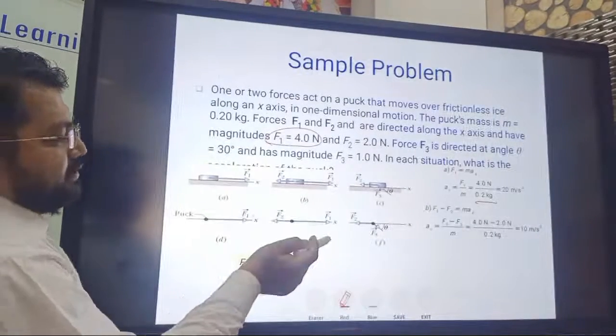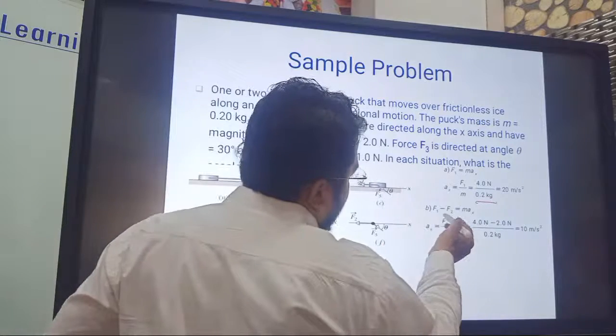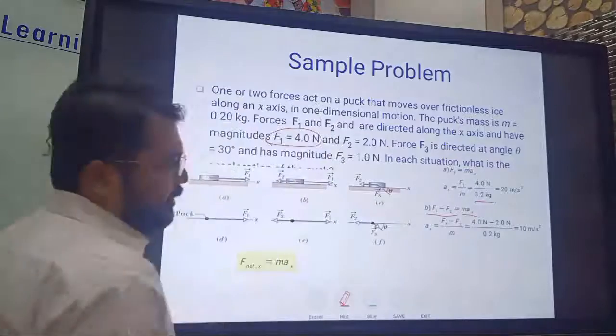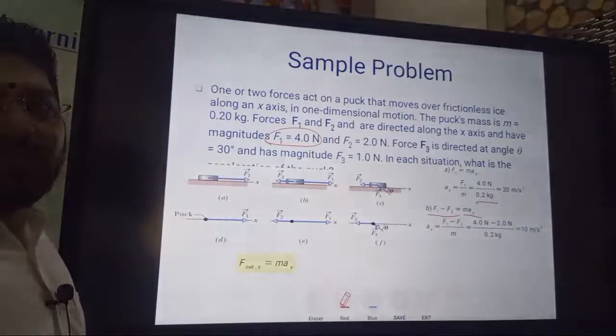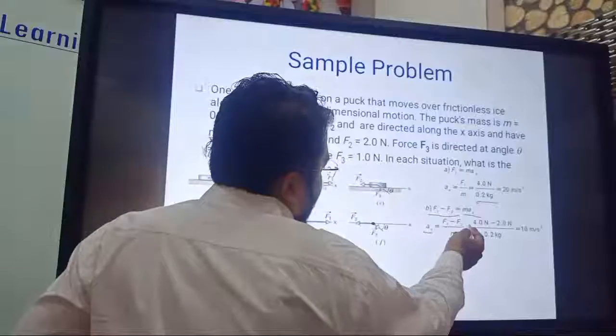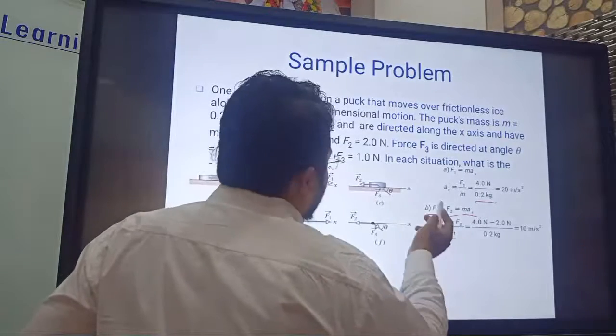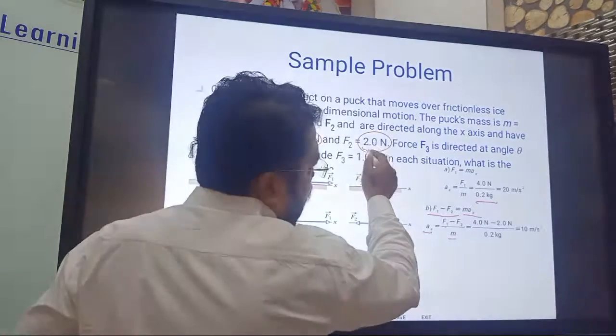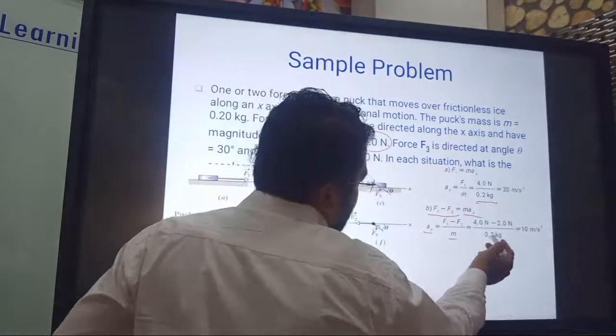For the second case we can write F1 minus F2 is ma, because it is the algebraic sum of all forces. So ax is nothing but F1 minus F2 upon m. F1 is 4, F2 is 2. So 4 minus 2 upon 0.2.